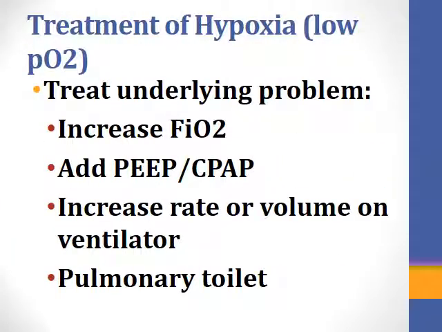So what are we going to do to treat it? First and foremost, treat the underlying problem. We always want to figure out what's going on and try to get that fixed. Then we want to increase our FiO2 if we can. FiO2 just means your fraction of inspired oxygen. So we may increase O2 on the patient in order to increase this.